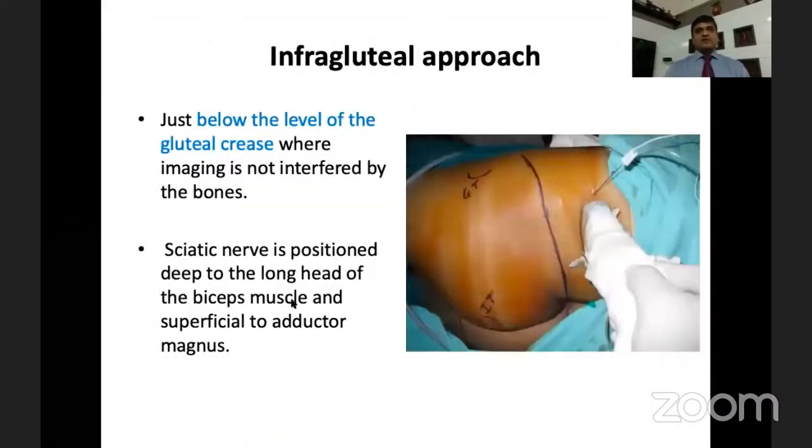Now coming to the infragluteal approach. It is given just below the level of the gluteal crease, where imaging is not interfered with by the bones. The sciatic nerve is placed deep to the long head of biceps muscle and superficial to adductor magnus muscle. Here the patient is in lateral position. This is greater trochanter laterally and ischial tuberosity medially. This horizontal line represents the gluteal crease. The probe is placed just below the gluteal crease and the needle approach is in-plane, just above the probe.